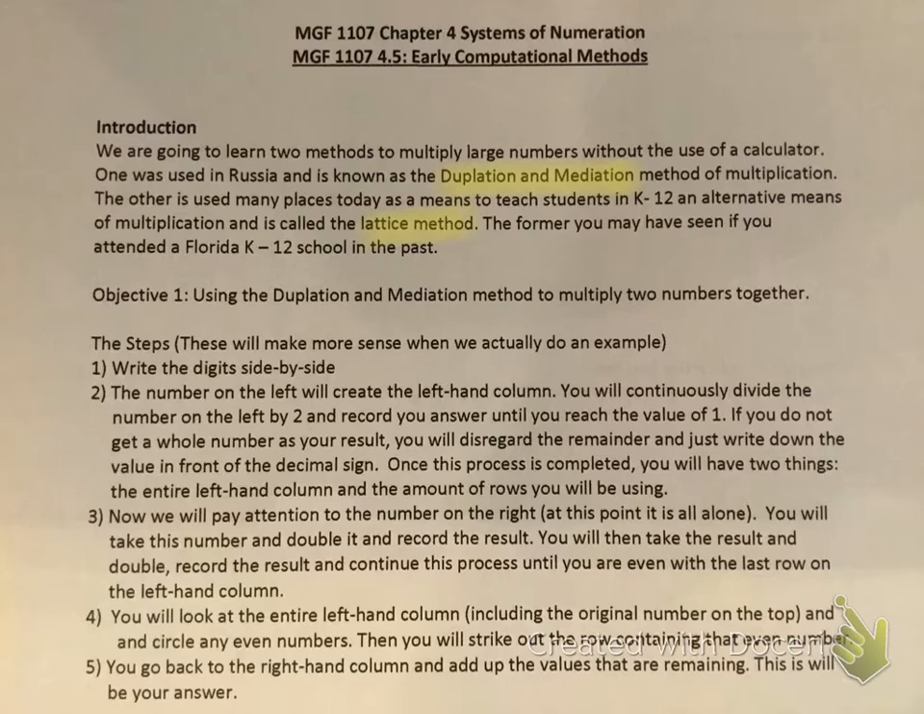Once you're done with all of your rows, you go back to that left-hand column and circle any even numbers. At that point, you strike out the entire row that contains the even numbers. Then you look at your right-hand column, and you add all the numbers that are left in the right-hand column, and this will be your answer. So let's go ahead and check this out.